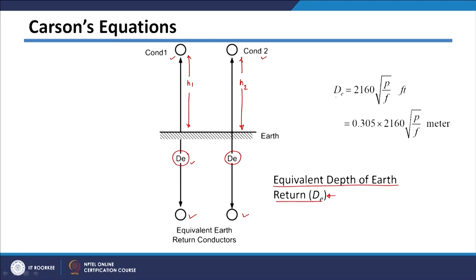And here this equivalent depth of earth return is given by this formula, which is 2160 times the square root of ρ over f. This ρ is the resistivity of earth, and this f is the frequency of operation. So, if the frequency increases, the equivalent depth of earth return goes down. This formula is given in units of feet. However, many times we use meters as a unit to measure distance between the conductors. So, in that case, this formula can be converted into meters by multiplying by this conversion factor, which converts feet to meters.